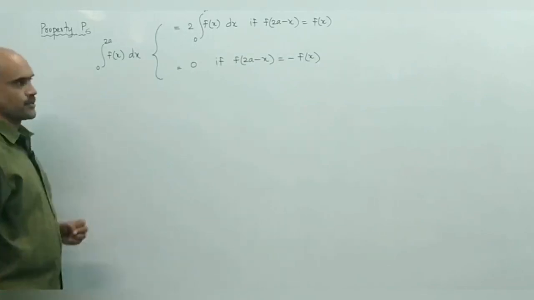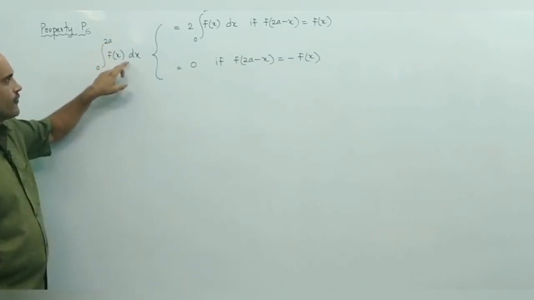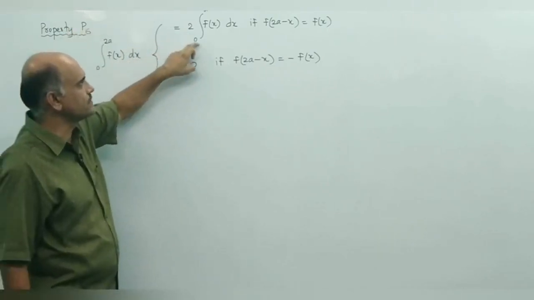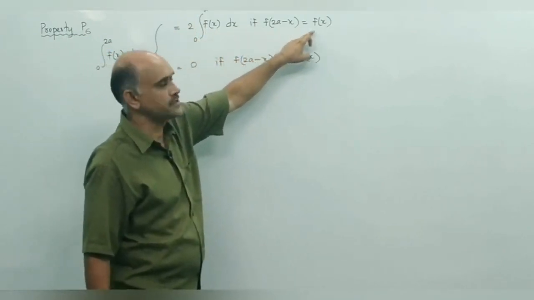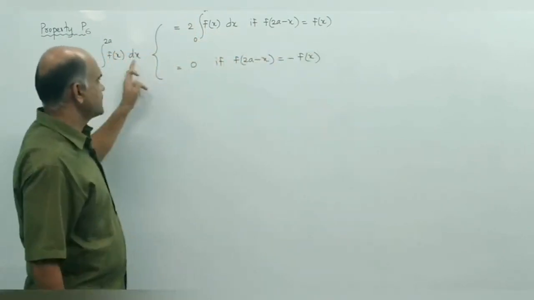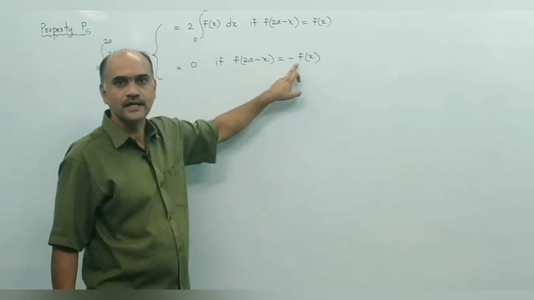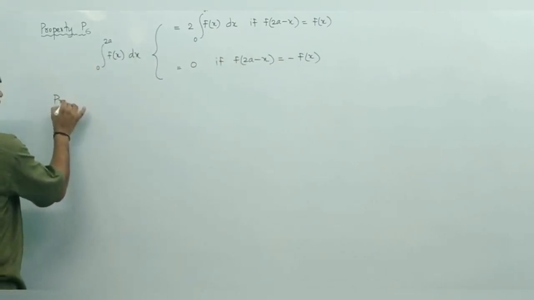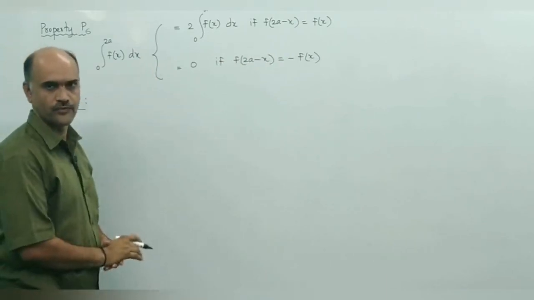So next property, if you see, students. 0 to 2a f of x dx will be equal to 2 times 0 to a f of x dx, the condition being that f of 2a minus x is equal to f of x. Else its answer is 0 if f of 2a minus x is equal to minus f of x. So if I take the proof, this is very easy. Hardly 3 steps you will have the answer.